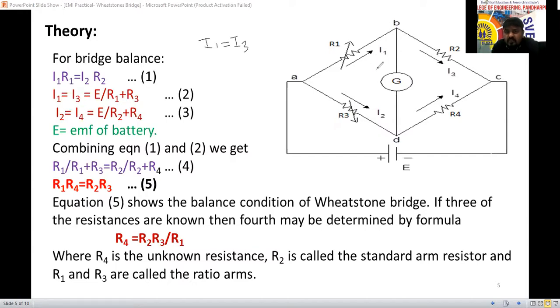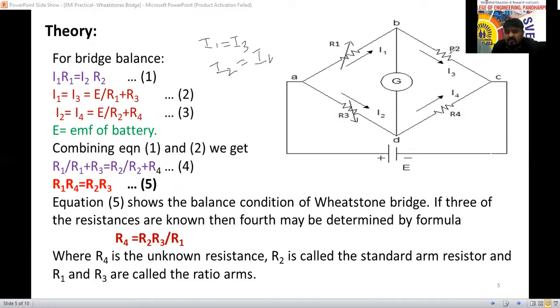Yes, sir. Yes or no? The same current is flowing here, no? So I1 equal to I3, we can write here. Next, at this condition, I2 equal to I4, I can write here. Yes, sir. I2 equal to I4, we can write here.